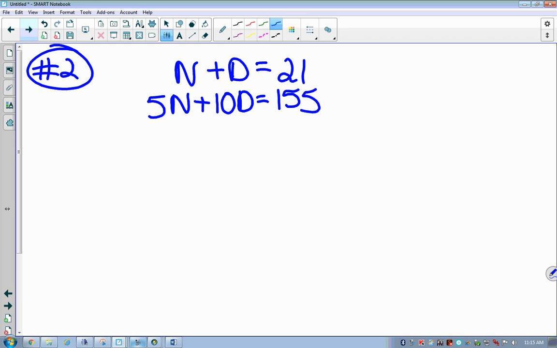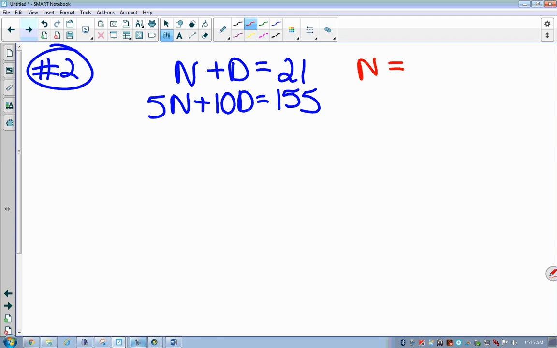If you are familiar with solving by matrices, you can solve this using a matrix, right? It'd be 1, 1, 21, 5, 10, 155, and you could get your nickels and dimes that way. If we're going to solve this using just equations, what I would do is change this first equation, and I'm going to solve it for nickels.